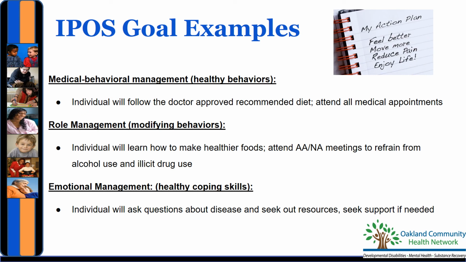Some IPOS goal examples for kidney and liver disease would be for medical or behavioral health management: the individual will follow the doctor-approved recommended diet, and/or the individual will attend all medical appointments. For role management or modifying behaviors, the individual will learn how to make healthier foods and/or will attend AA or NA meetings to refrain from alcohol use and illicit drug use. And for emotional management or healthy coping skills, an example would be the individual will ask questions about their disease and seek out resources and seek support if needed.